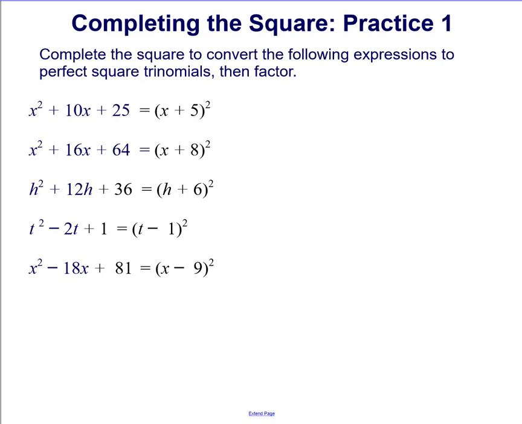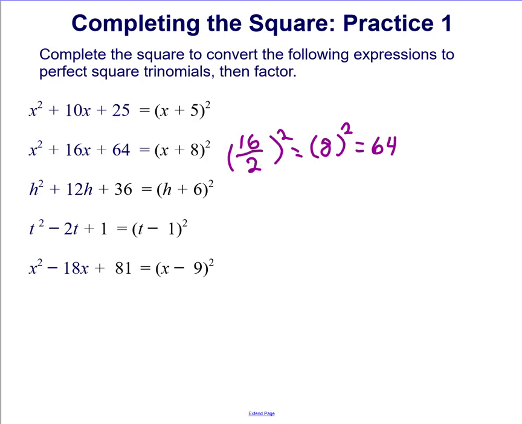And welcome back. So as you see, the first one was done for you. We started with the missing term 25, and that factored into x plus 5 quantity squared. So here we have 16. How did we get 64? What I do is I take 16 and I divide that by 2 and square it. 16 divided by 2 is 8, and 8 squared gives me 64. And that factors into x plus 8 quantity squared.